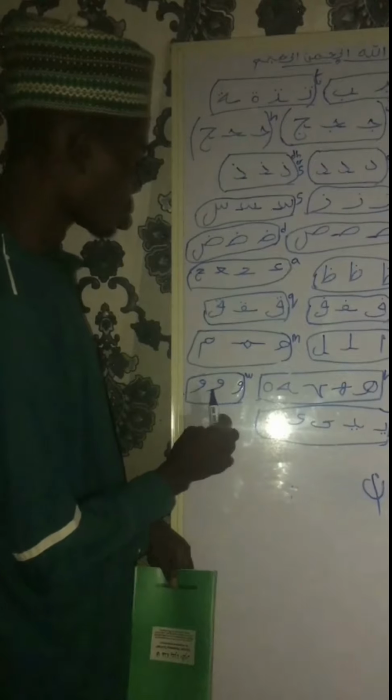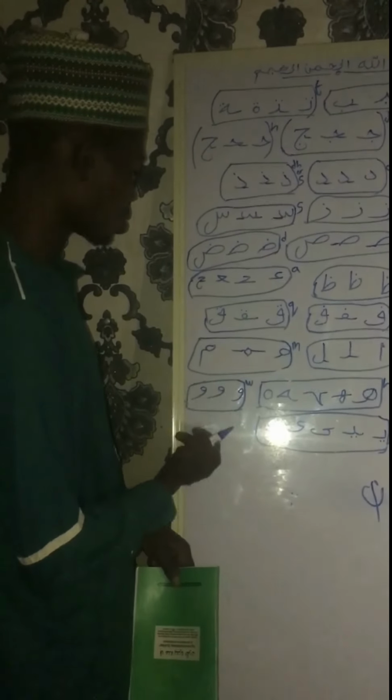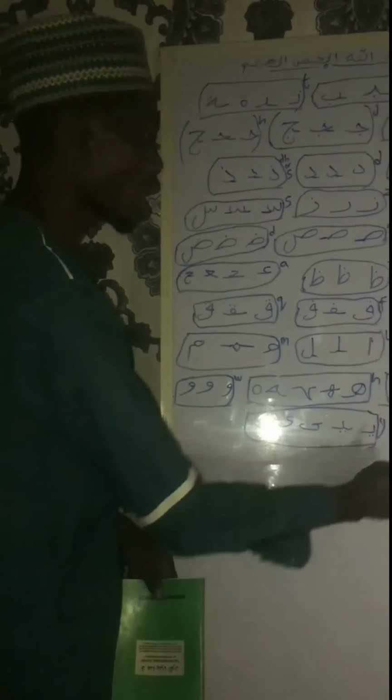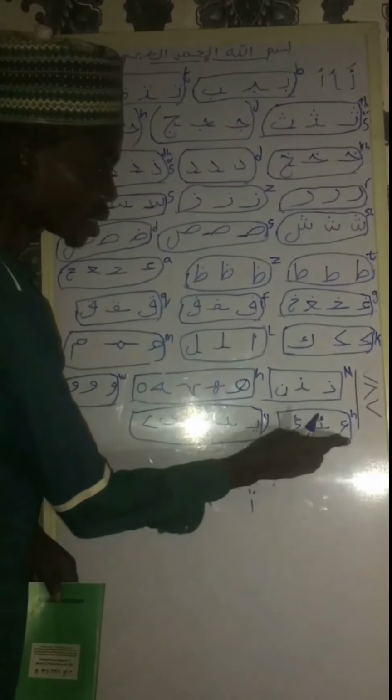So the way it is at the beginning is the way it is at the middle and the way it is at the end. It doesn't change at all. So let's go to Amsat. This is Amsat.